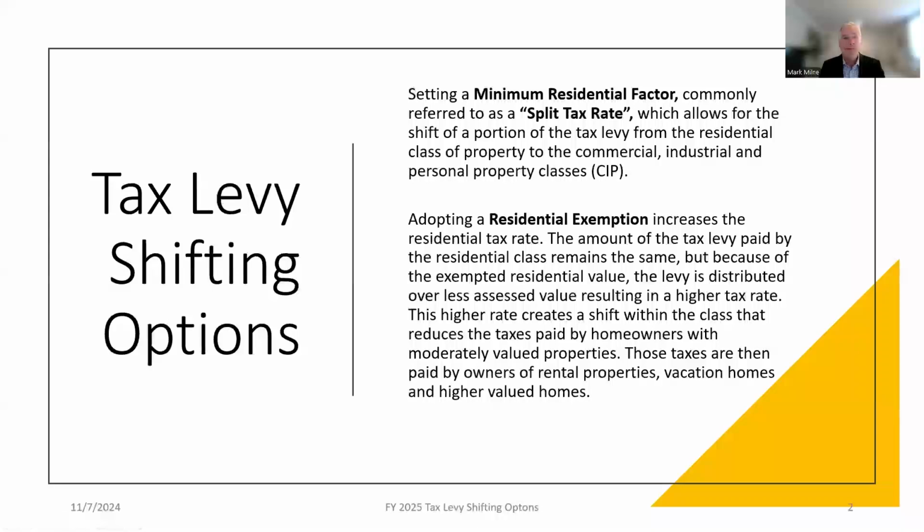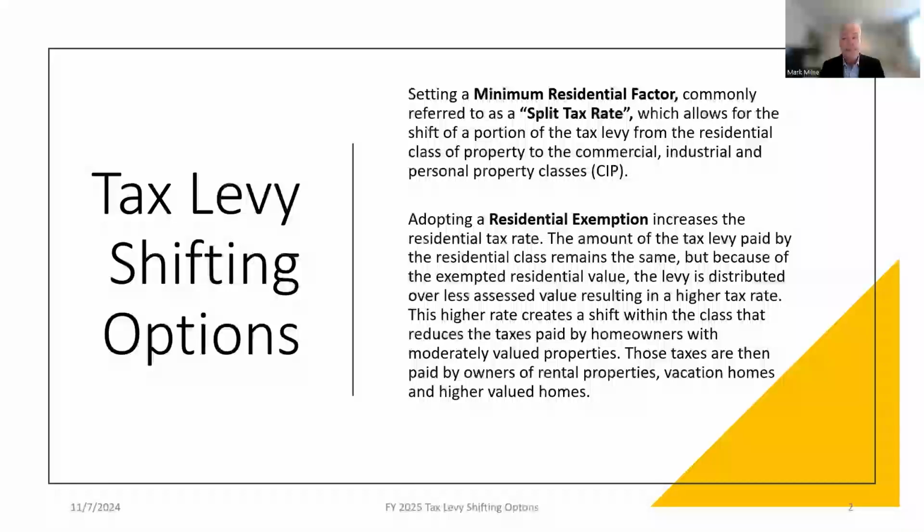Every year, there are two tax levy shifting options that the Barnstable Town Council takes up in order to set the tax rate. The first is required by Massachusetts general law, which is setting a minimum residential factor, commonly referred to as the split tax rate. This allows a community to shift a portion of the tax levy from the residential class of property to the commercial, industrial, and personal property classes.